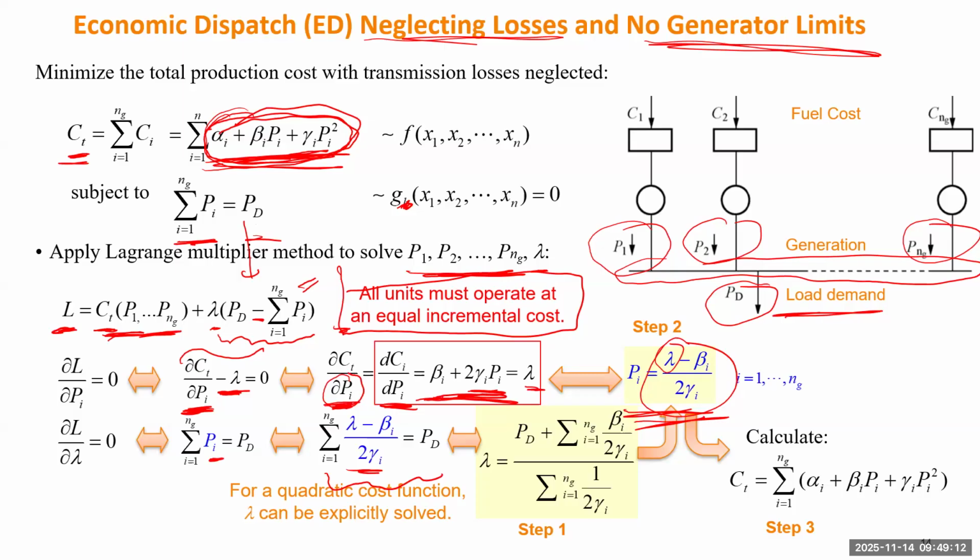So later we may add generator limit or even transmission loss. We'll see those 3 steps still make sense. But definitely you have to do some iterations. You go from step 1 to step 3, then you come back to step 1. So just trial and error. So finally you can find the solution. So those 3 steps are very important for economic dispatch.